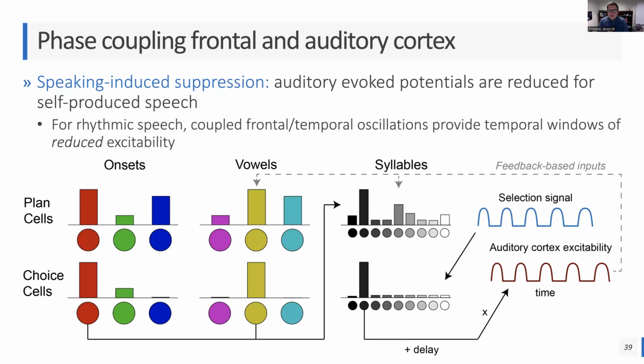So our thinking is that through rhythmic speech, as we've pushed our subjects to produce, we get this rhythmic selection signal. Hey, the frontal cortex says something's coming now, something's coming now, something's coming now. And that can be coupled to the auditory cortex excitability through phase coupling of these rhythms, which is something that's been observed repeatedly across different brain areas. Now, when we delay feedback, what happens is the feedback signal hits the auditory cortex at a period of enhanced excitability rather than reduced excitability.